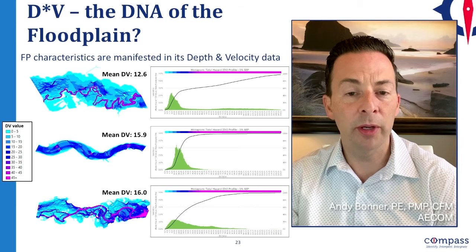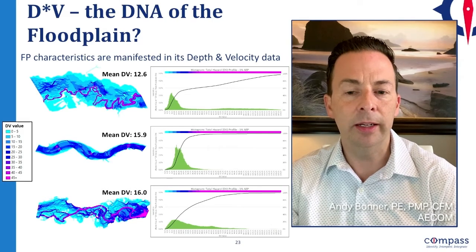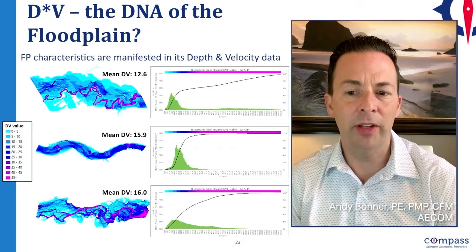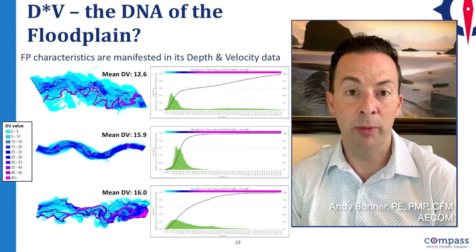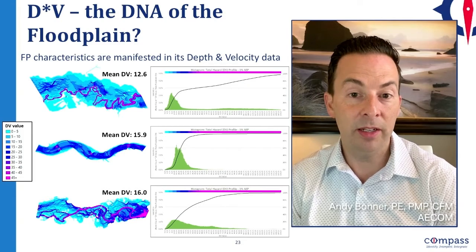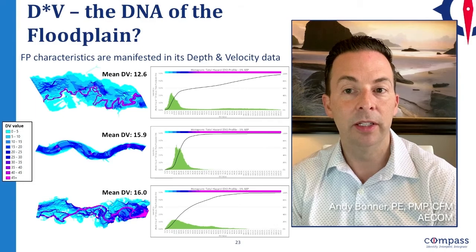Therefore, although we could have extracted several other statistics or unique information about the data, we were curious what would happen if we did this same simple regression analysis looking at both the mean depth times velocity and the standard deviation of that depth times velocity.